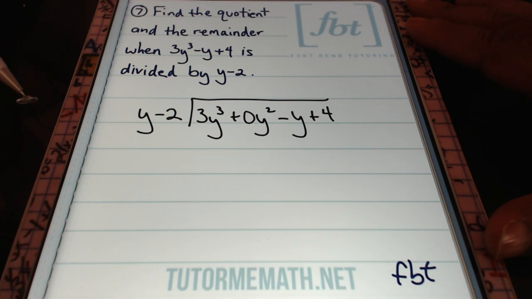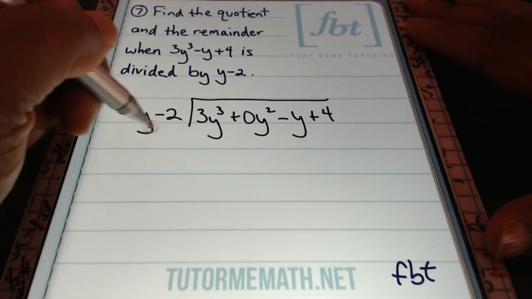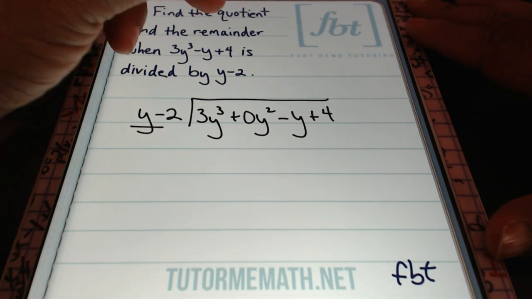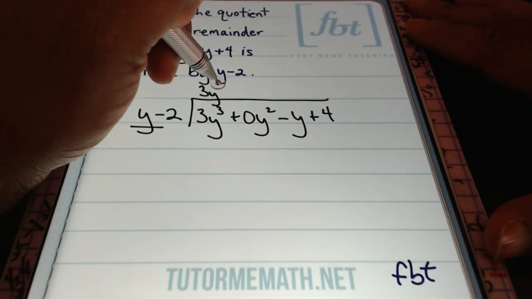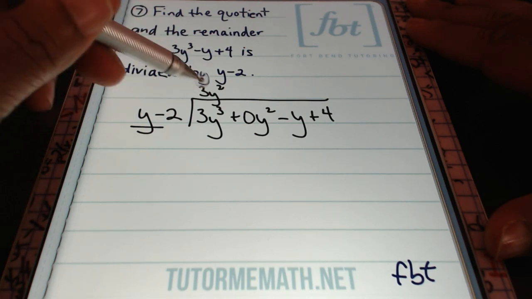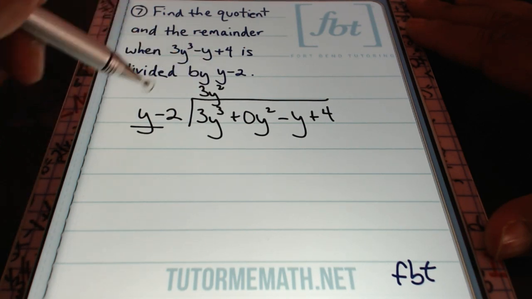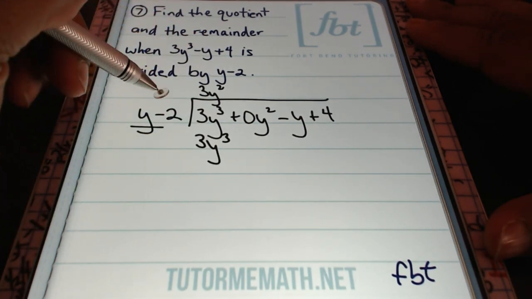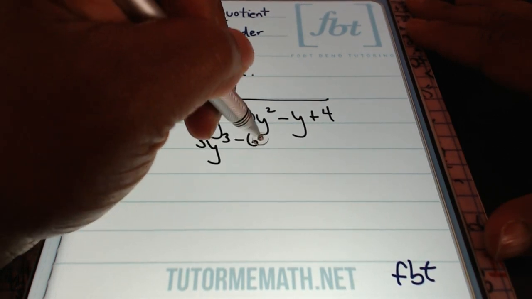Now, as far as executing it, you want to make sure that you're paying attention to the first term in that divisor, that y. And you're going to ask yourself, what can I multiply y by in order to get 3y cubed? What times y gives me 3y cubed? And that answer, guys, is 3y squared. And now you'll be distributing this to each term. So 3y squared times y gives you 3y cubed. And then 3y squared times negative 2 is negative 6y squared.